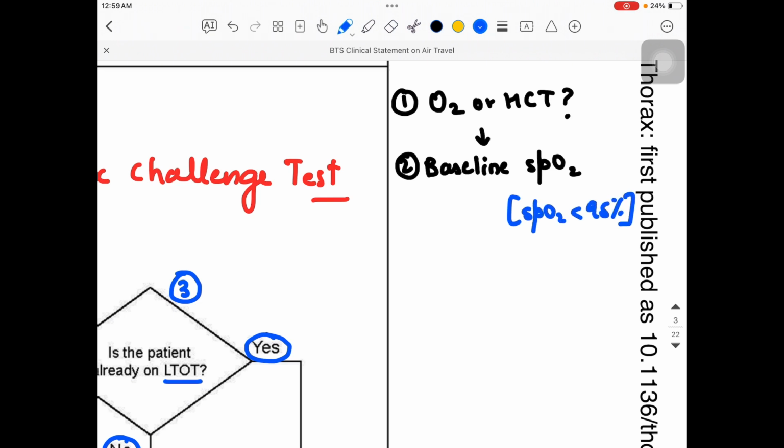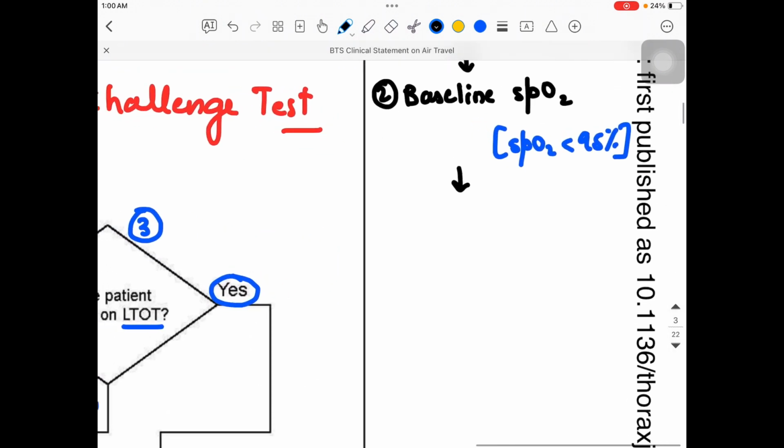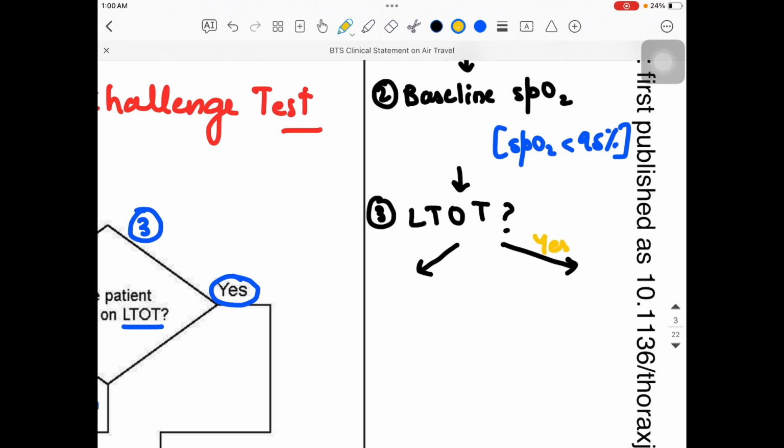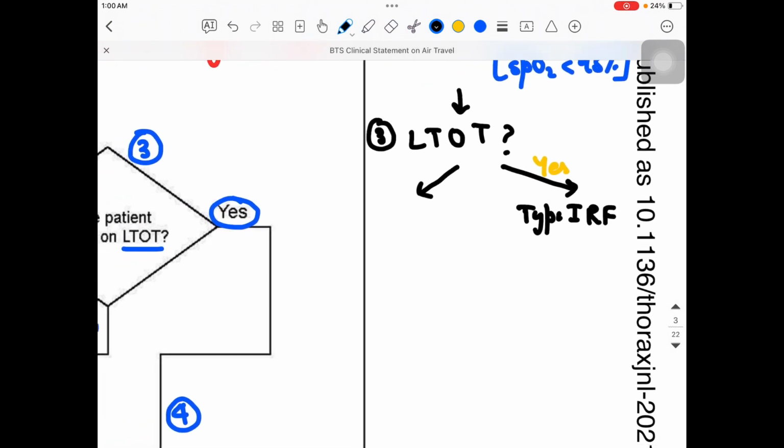Then we should ask ourselves the next question. What was the next question? That was about long term oxygen therapy, right? So does the person take long term oxygen therapy? Now there could be two scenarios. The person might say yes, the person might say no. Let's say the person says yes, then what will you do? Then we need to find out whether this patient is having type 1 respiratory failure or type 2 respiratory failure.